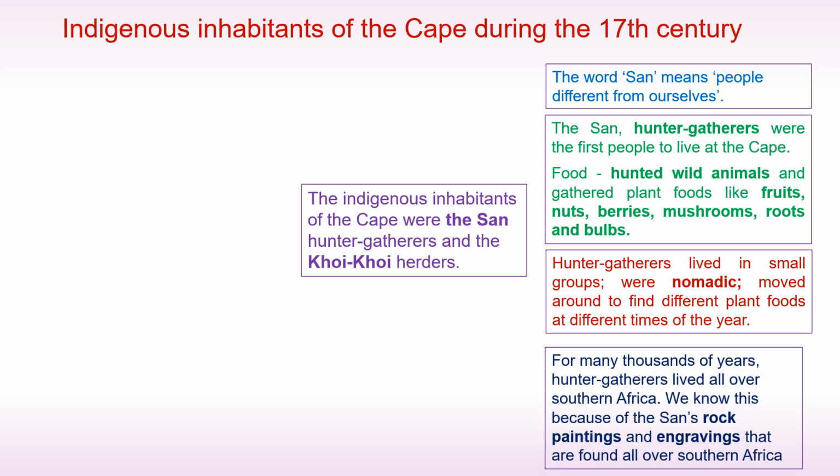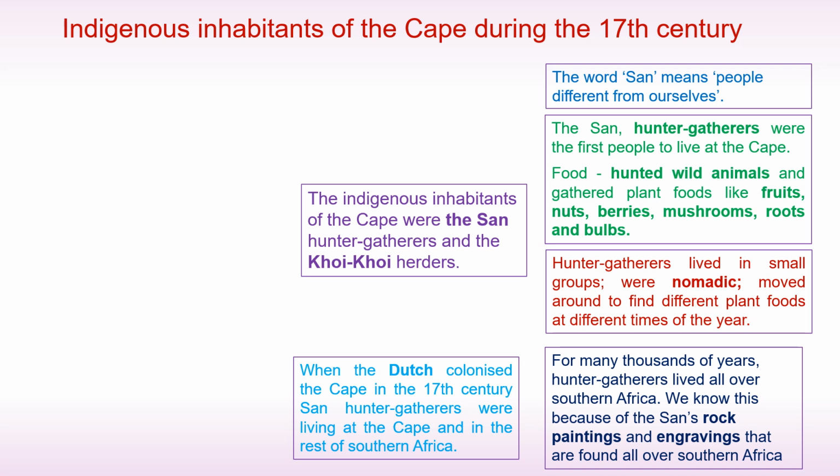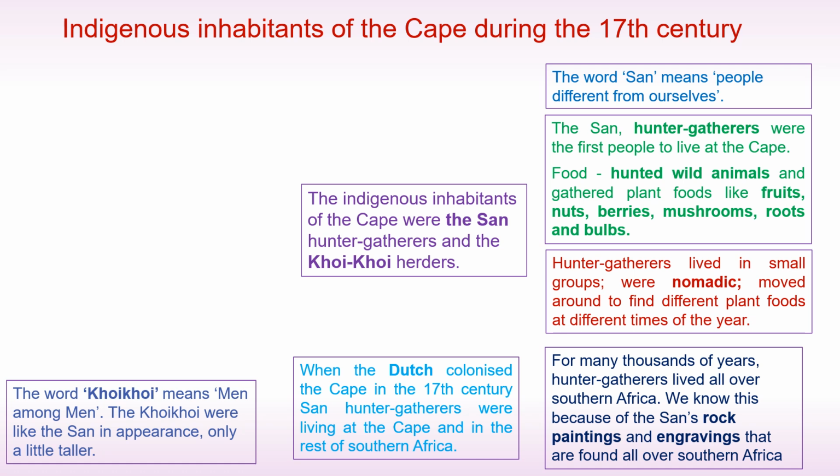Then we know that the San people basically used to engrave paintings on rocks all over southern Africa, and this is how the archaeologists established the history of the San people that lived there many thousands of years ago. Now, the Dutch basically came in the 17th century and they displaced the San from living in this area as well. But not only did the Dutch displace the San, the Khoikhoi were in conflict with the San as well, because the Khoikhoi also lived in this area and they came in from the north.